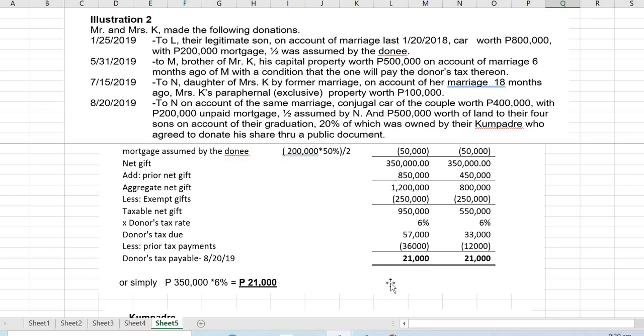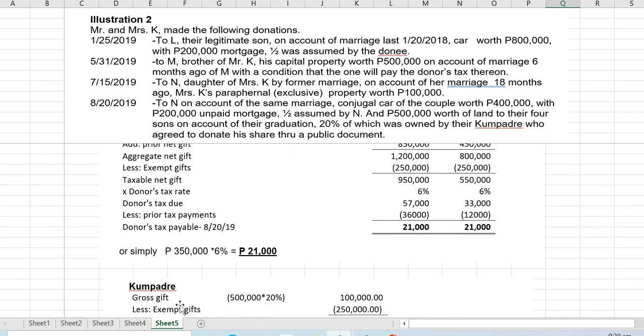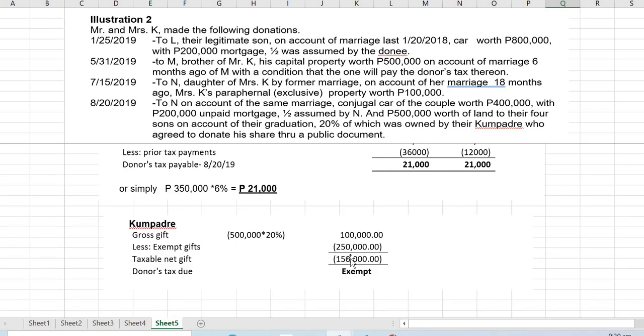Or simply, for each spouse, husband and wife, their current net gift is 350, so you can just multiply by 6% to get the 21,000, when the prior net gifts already exceed 250. You can go directly. As for Compadre, since his 20% of the land is 100,000, this is less than 250,000, so it is not taxable. He is exempt, so Compadre pays no donor's tax. Okay? So that ends our discussion for donor's tax. Thank you, everyone.